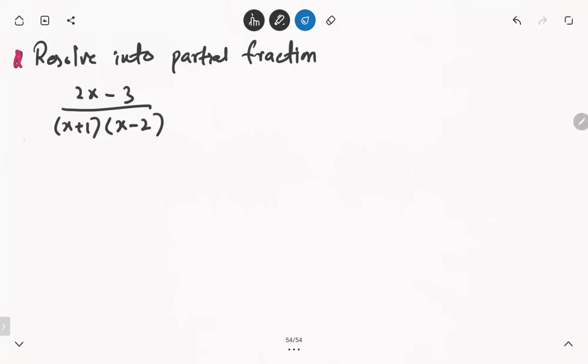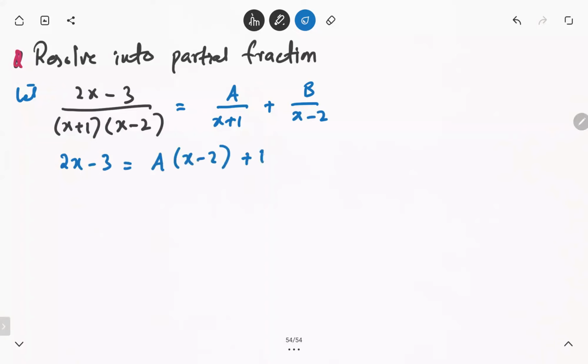First step is supposition. Let this be equal to a over x plus 1, plus b over x minus 2. Multiply throughout with x plus 1, x minus 2. These are the first two steps. I hope you have written these.